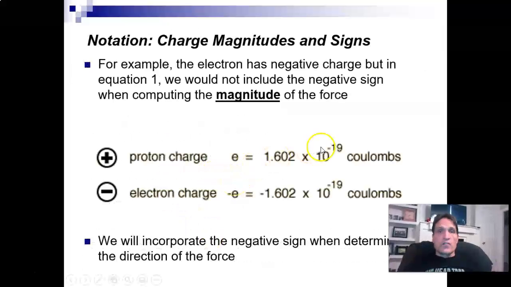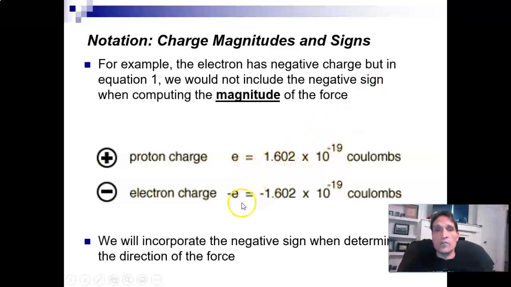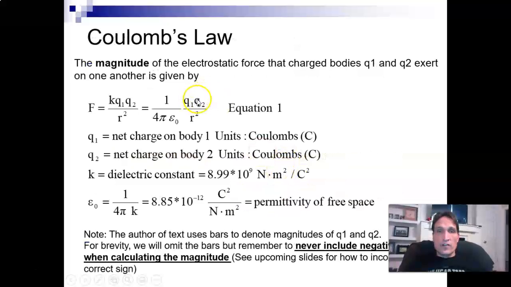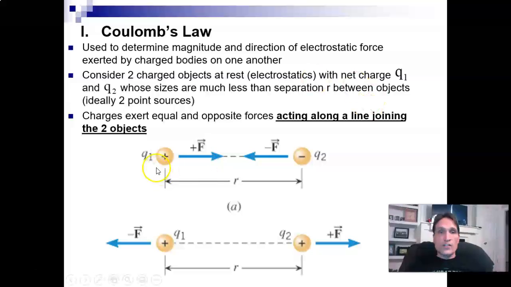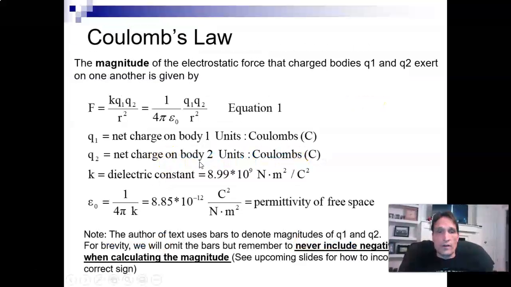Okay? So if this is a proton and an electron, for example, the proton has a charge e, which is 1.6 times 10 to the negative 19 coulombs. The electron has a charge negative e, but in this equation, we would just use the magnitude of each charge as Q1 and Q2, noting that the direction would be dictated by the fact that they're attracted. The force would be pointing toward one another.